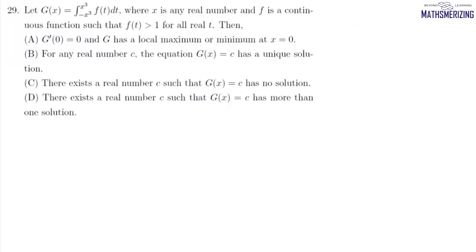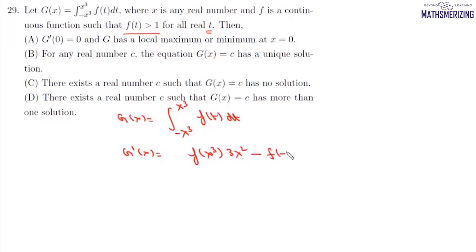And question number 29, it says this g(x) function is defined as this integral from -x³ to +x³ of f(t) dt, where f(t) is greater than 1 for all real t. Then we need to find which of the following options is correct. Now we can find g'(x), and g'(x) will be f(x³) into 3x², and then minus f(-x³) into -3x².